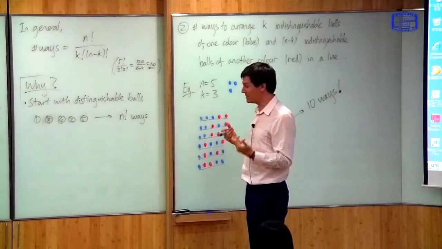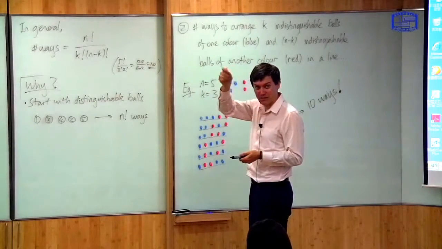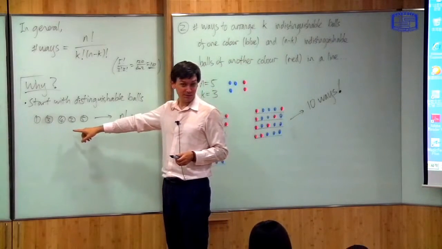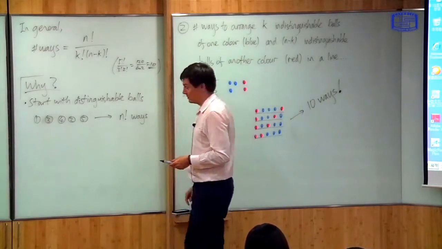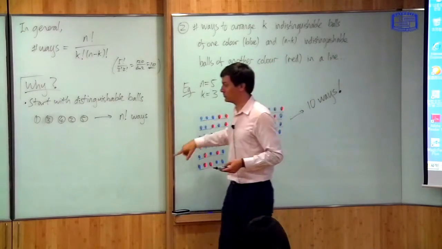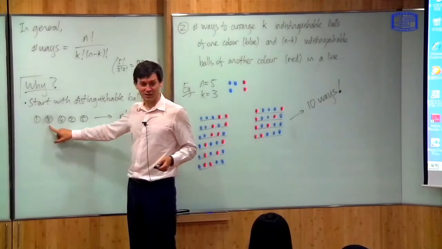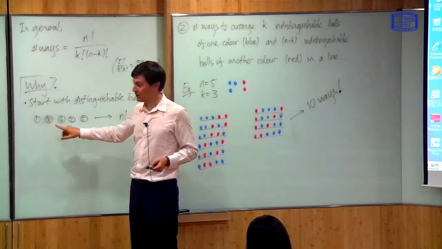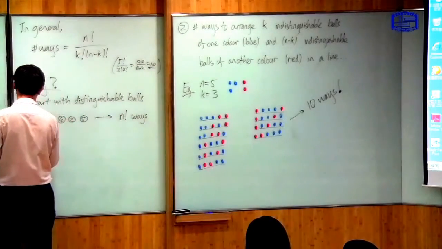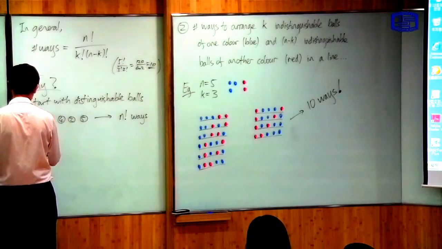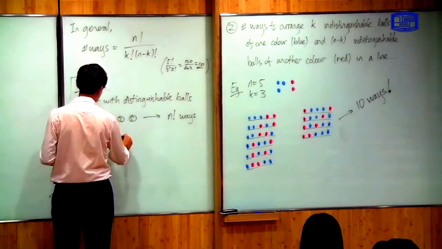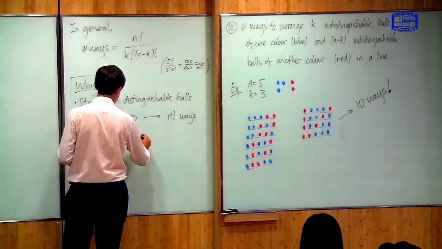Next, I paint the balls. I get my blue paint and my red paint, and I paint the balls according to their number. In this case, there are 3 blue balls, so balls number 1 and 2 and 3, I paint blue. And balls number 4 and 5, I paint red. So you paint balls 1, 2, up to k, blue.